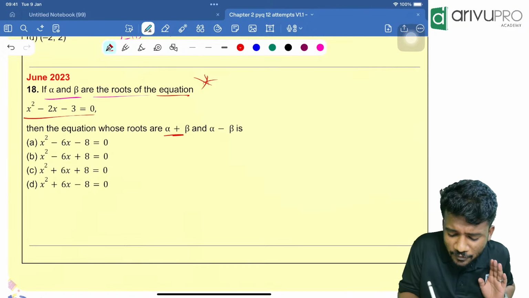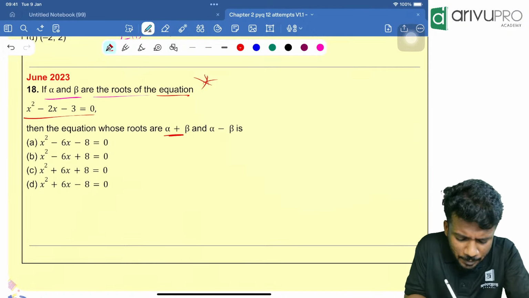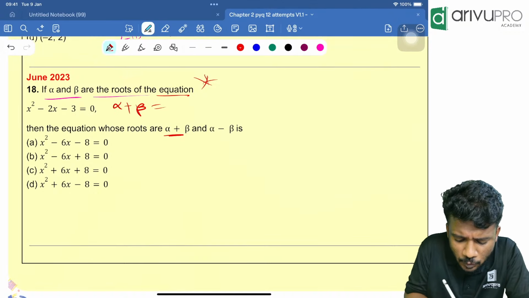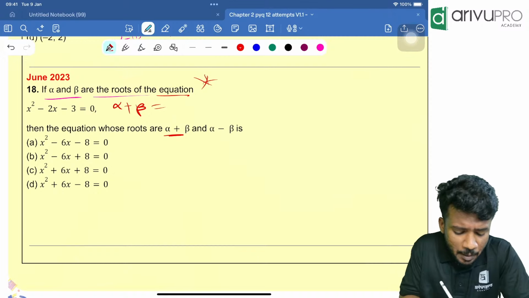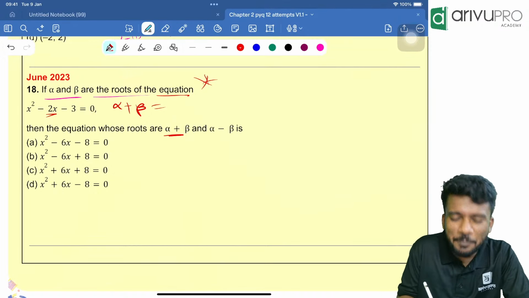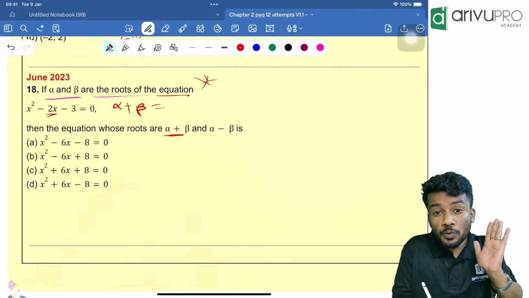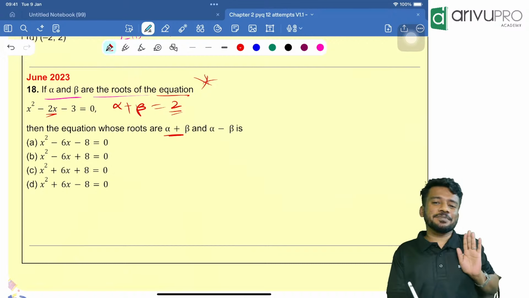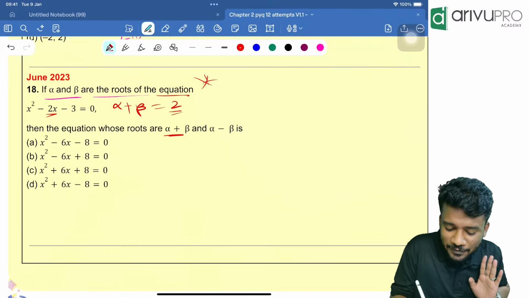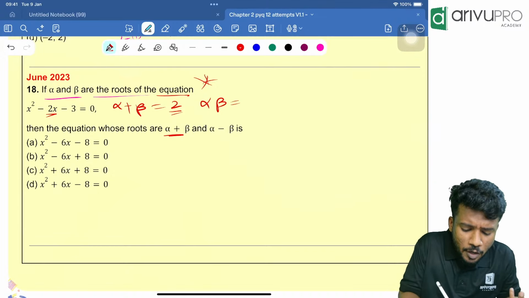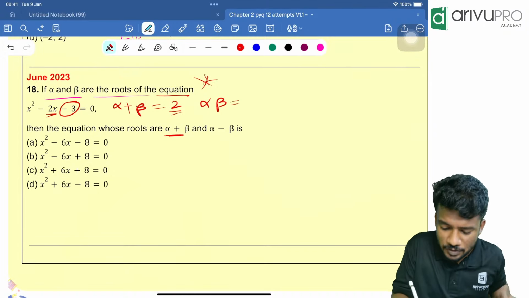Now people, we need to find alpha plus beta. What is alpha plus beta? From this you can find alpha plus beta, right? That is the sum of the roots. Alpha plus beta is minus coefficient of x divided by coefficient of x square. That is nothing but minus of minus 2, which is equal to 2. Alpha plus beta is equal to 2. Now I need to find the product of the roots. Alpha beta is nothing but the constant term, which is here minus 3.